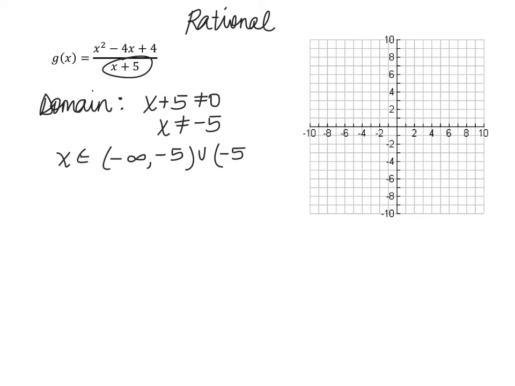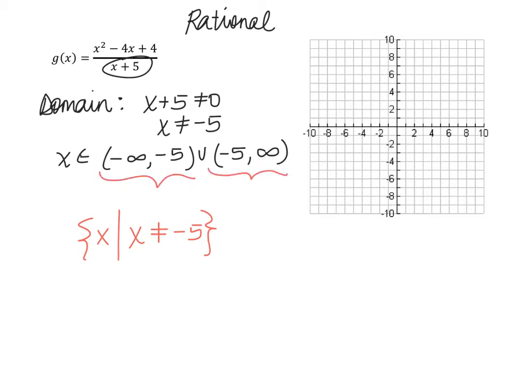negative 5 to infinity. And the reason why I choose interval notation for the domain rather than writing this in set builder notation, let me just show you. Set builder notation would be all values of x such that x cannot equal negative 5. This means that x can be any real number except for negative 5. But the reason why I choose interval notation is because I can see clearly that there are two intervals here, and that basically tells me that my graph is going to have two pieces. So I'm expecting to have two branches, if you will, on my graph.